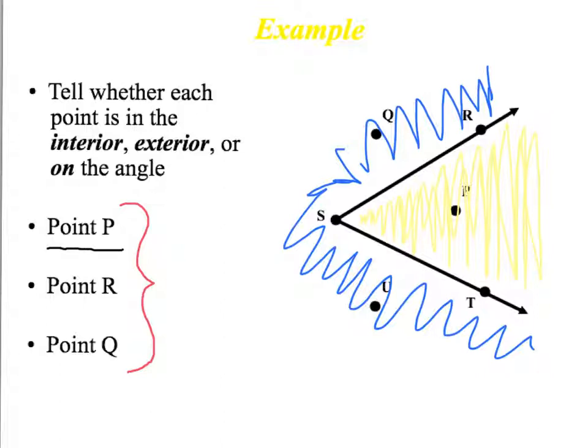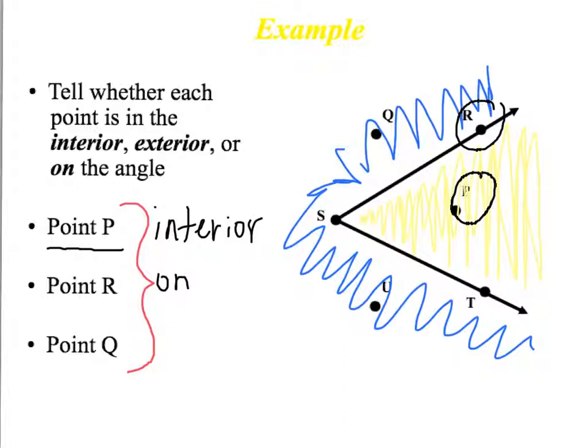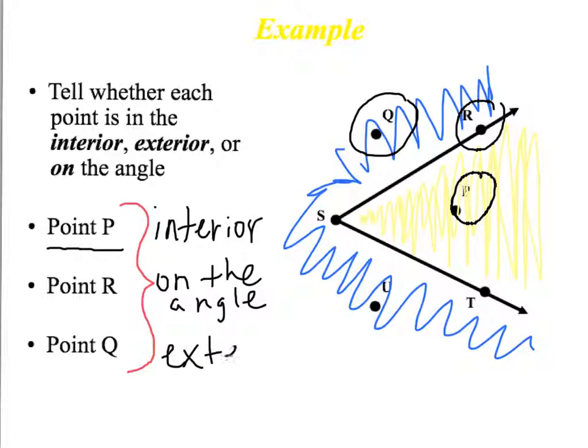So let's focus in on this question here, point P. So by coloring that in, it's obvious that point P, right here in that yellow section, would be on the interior. Looking at point R, which is right over here, that would be on the angle. And the last point that we want to look at, point Q, which is out here, will obviously be on the exterior.